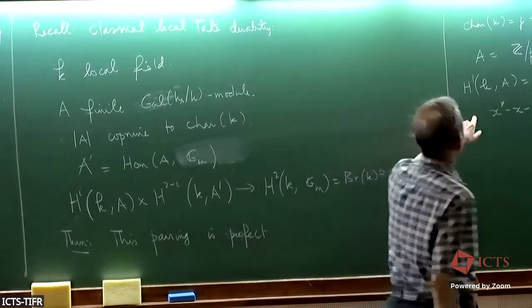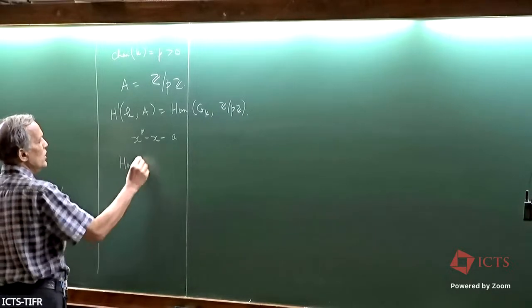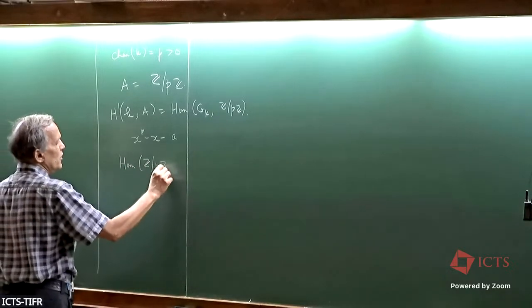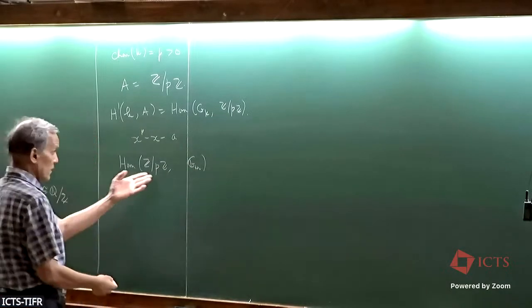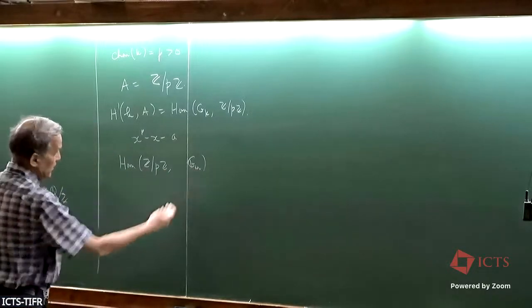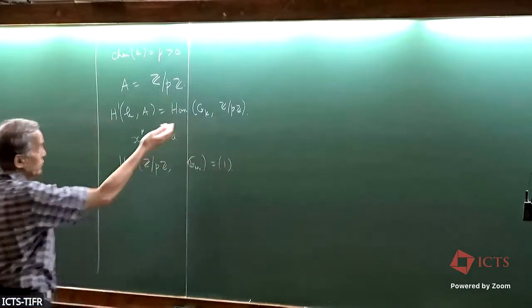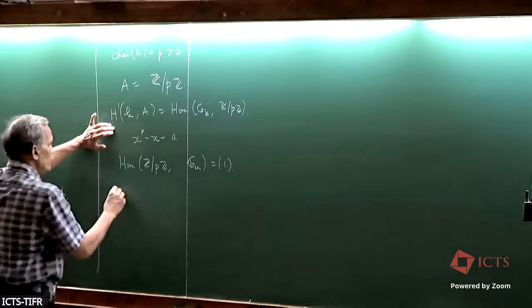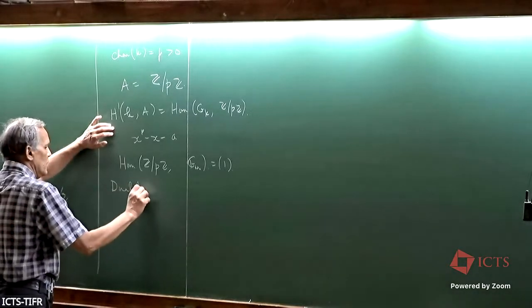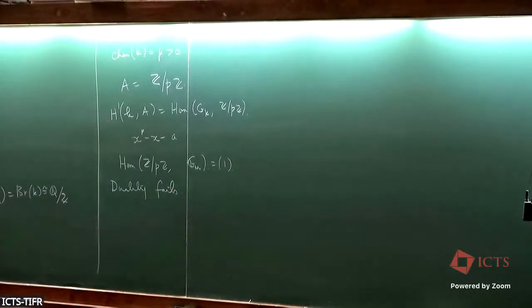On the other hand, if I take the dual, Hom(Z/pZ, mu_infinity) into G_m, there are no elements of p-torsion apart from 1. So this is just 1. Then the dual group seems to be trivial. So duality seems to fail in this case, if I take the naive version of this duality.